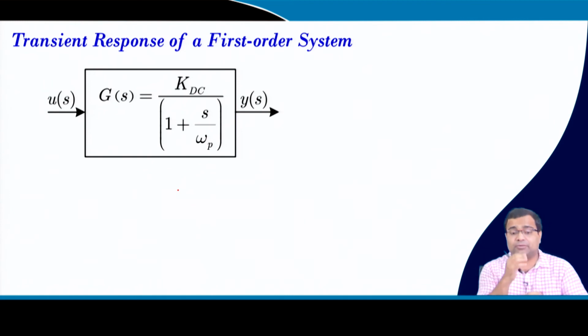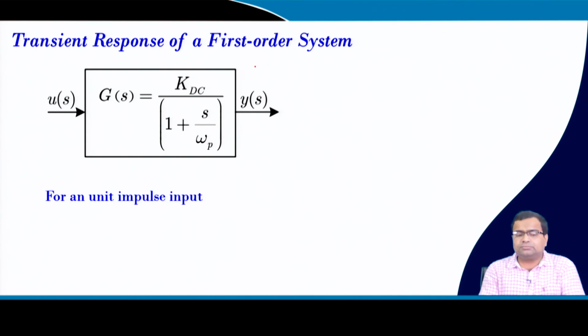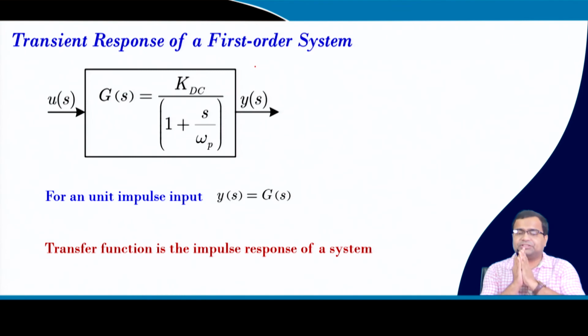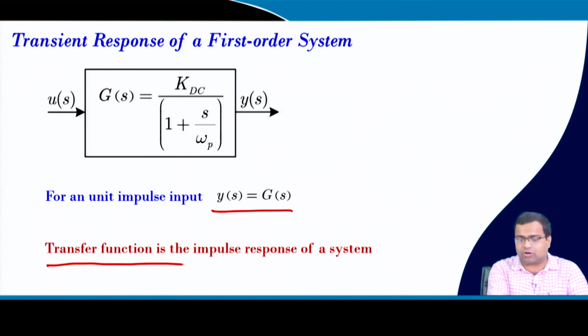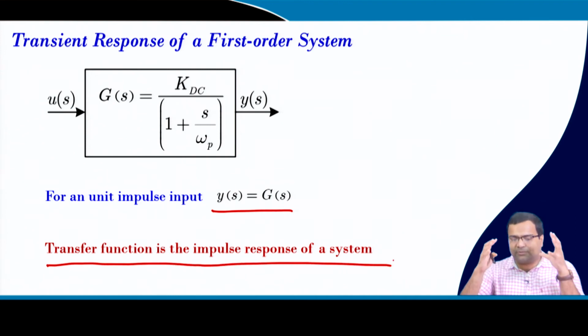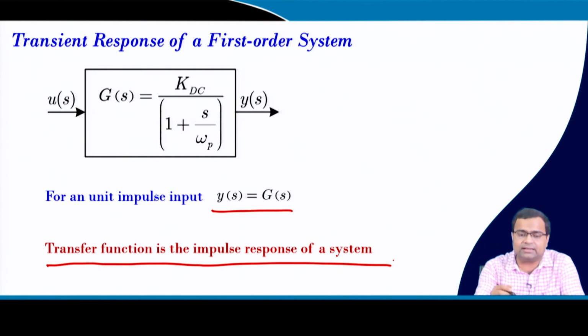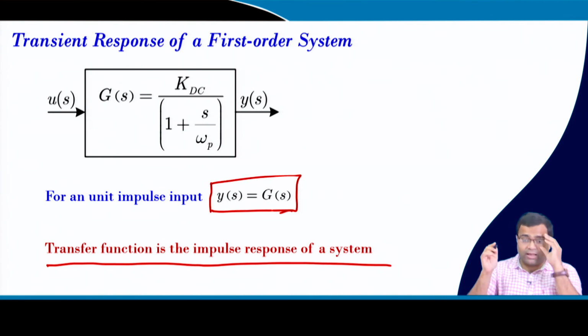If you take a first order pole, this is a first order system, right. Then if we apply an impulse input, Y(s) is equal to G(s), and this is the proper definition of a transfer function. In many cases people define the transfer function as the Laplace transform of the output by the Laplace transform of the input, but this may not be a very precise definition. The more precise definition is that the transfer function is the impulse response of a system. Okay? Here it is the same.